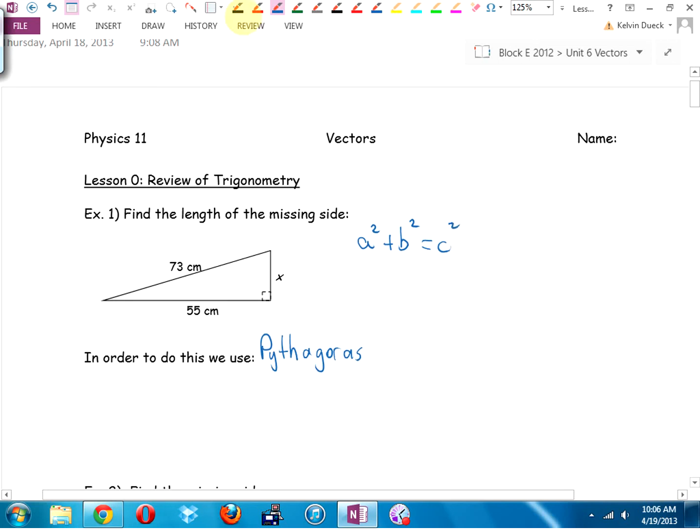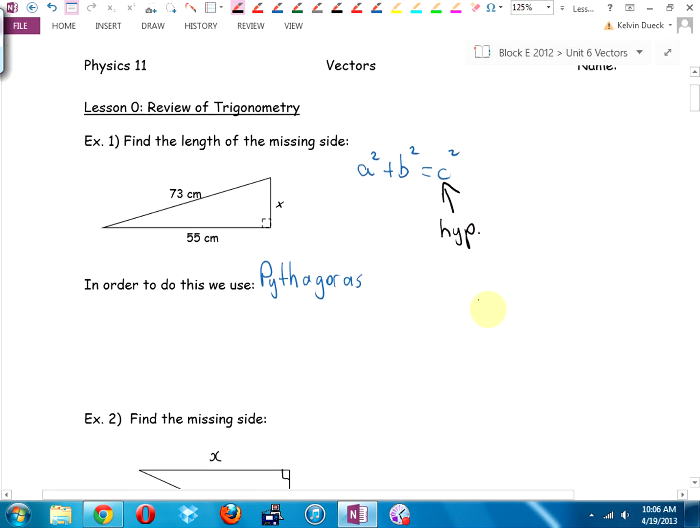The only key thing that you have to remember about Pythagoras, what does that side have to be? It's got to be the hypotenuse. So in our equation here, we would say 55 squared plus x squared equals 73 squared. Yes?